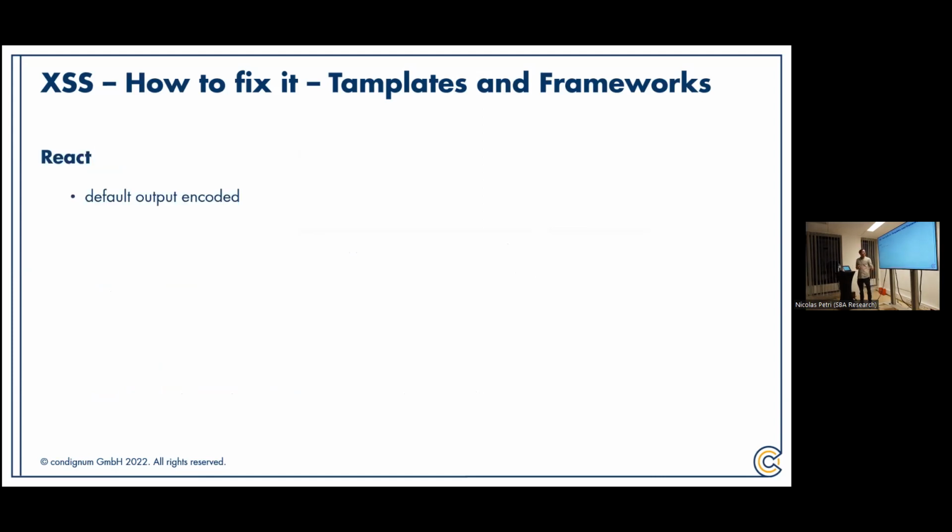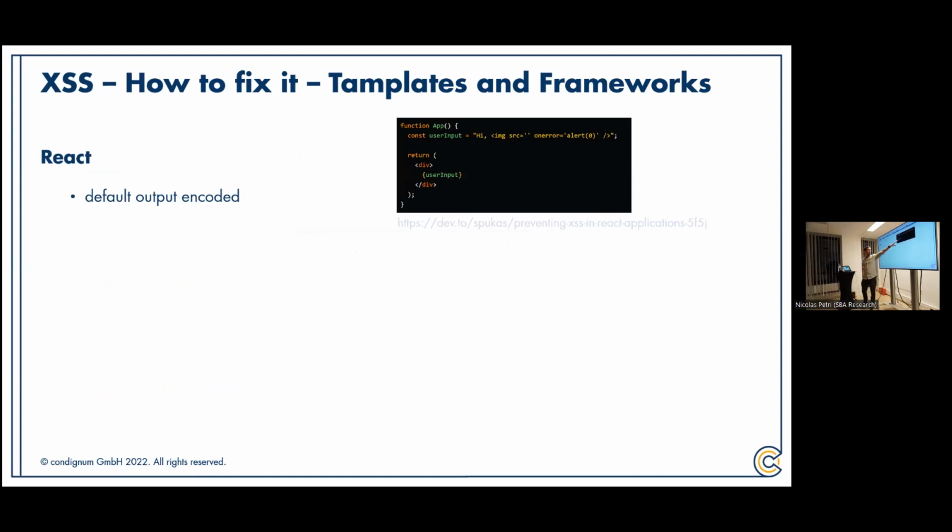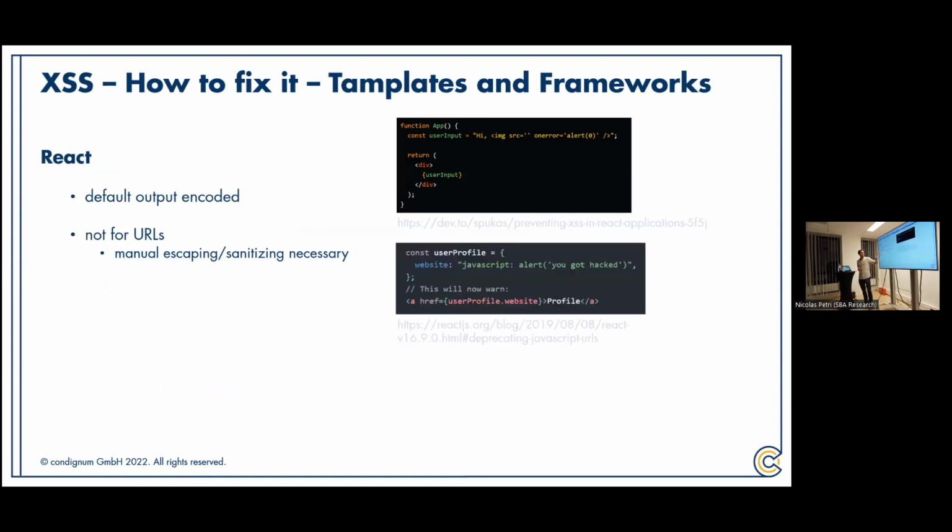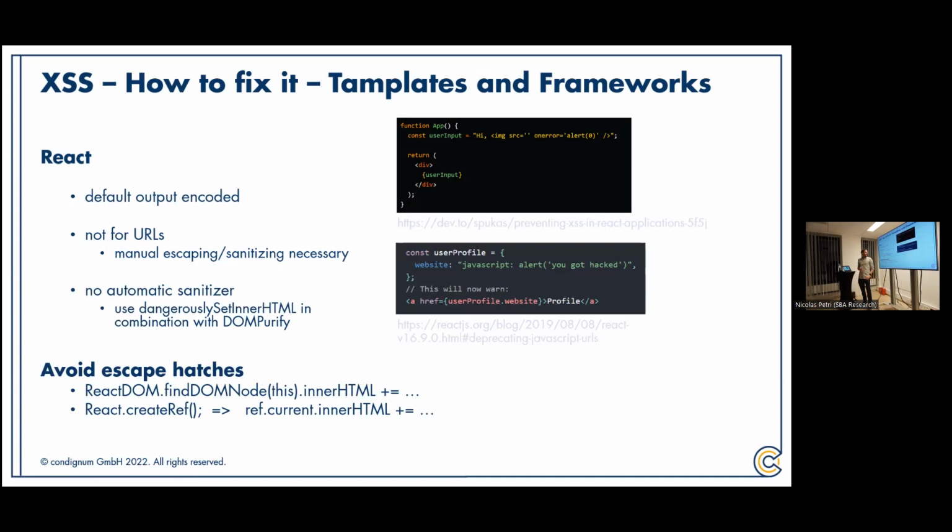It's similar for React. So the default output is also encoded in React when you use it like that, but it's not encoded for URLs. So if you use user input in an href of your links, then this is prone to cross-site scripting attacks. It's actually at the moment deprecated, and it will be removed from the React framework. But at the moment, this is a little bit dangerous, and you have to take care yourself about it. And React has no own automatic sanitizer like Angular does. So if you need to sanitize input, you have to use dangerouslySetInnerHTML in combination with, for example, DOM Purify to sanitize the input on your own. And React also has some escape hatches, which if you use them, be really careful because you escape the React framework and you have no protection anymore.